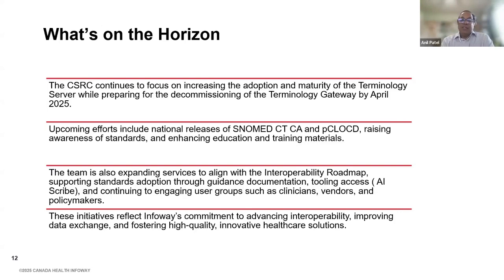The team is also expanding services to align to the interoperability roadmap. That is supporting standard adoption through guidance documents. Recently we produced a document that allowed jurisdictions to move their jurisdictional value sets to pan-Canadian. There's also tooling access, like AI Scribe. And we continue to want to engage user groups such as clinicians, vendors, and policymakers. These initiatives reflect Infoway's commitment to advancing interoperability, so improving data exchange and fostering high quality, innovative healthcare solutions.